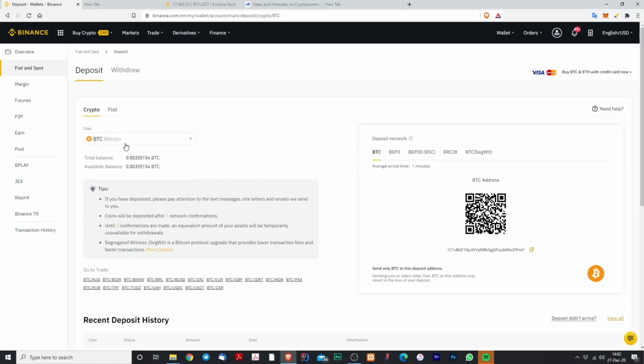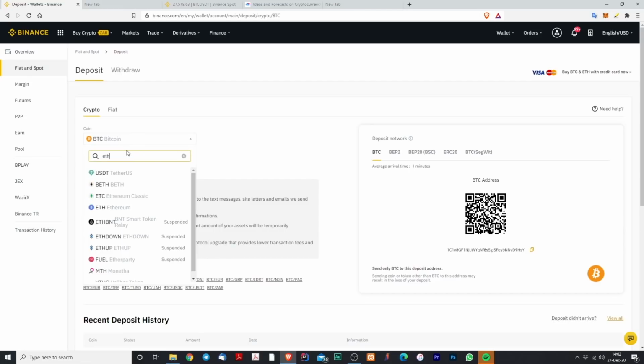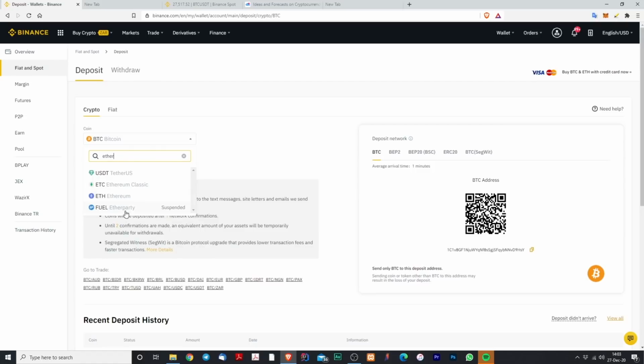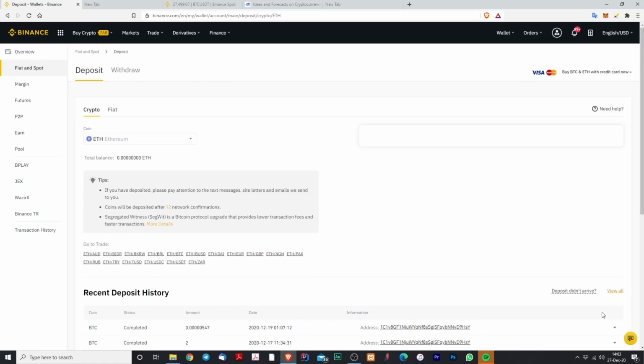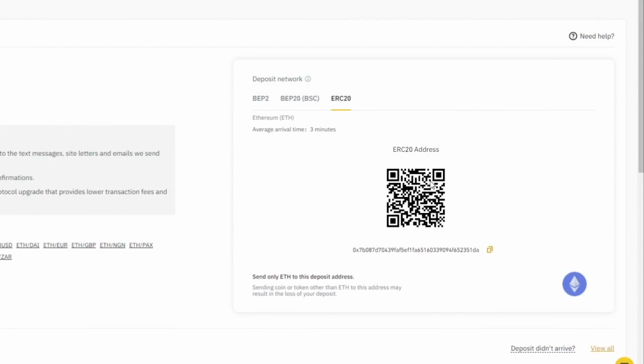So here by default it has Bitcoin, BTC. If you want to deposit ETH, you can simply type ETH over here or Ethereum, and you see Ethereum pops up. And on the right hand side here, you can see that I now have the QR code and the wallet address under it.